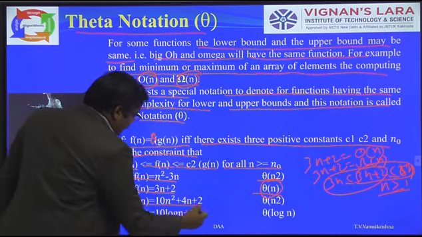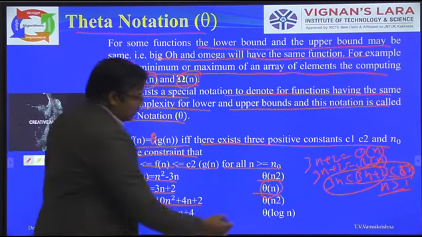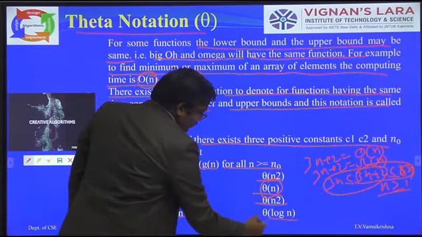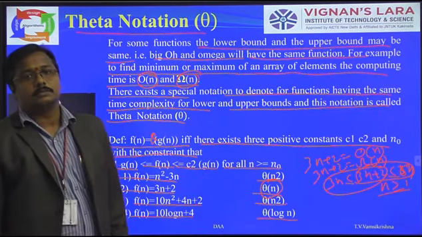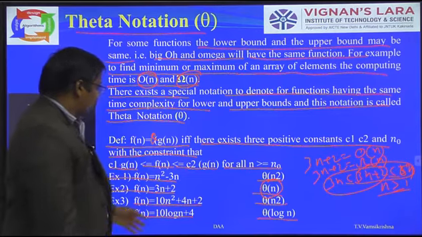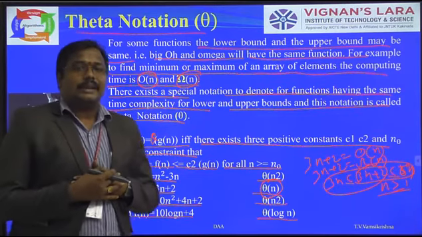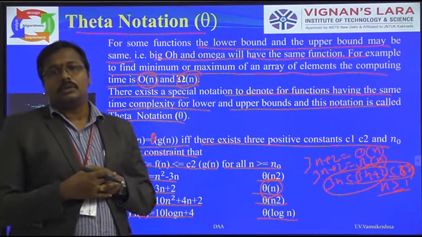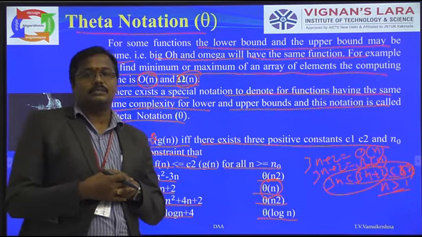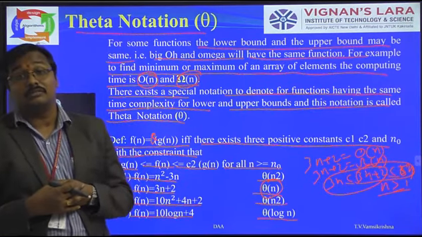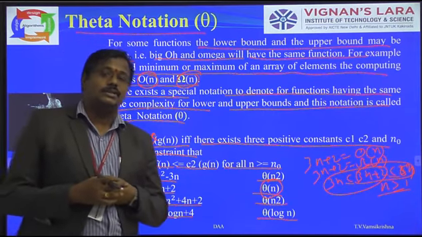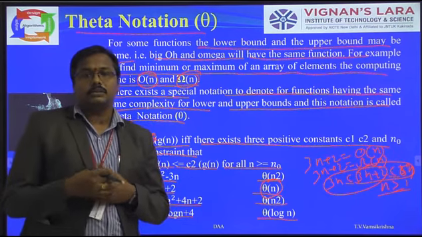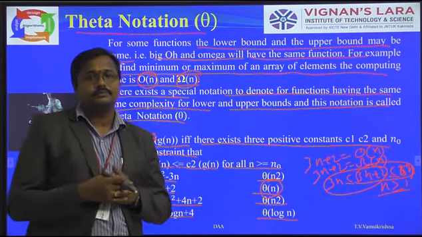Next, f of n is equal to 10n square plus 4n plus 2. That is theta of n square. f of n is equal to 10 into log n plus 4. That is theta of log n. So this is about three kinds of asymptotic notations. One is big O, which represents the upper bound of the algorithm, omega represents the lower bound of the algorithm, and theta represents the average bound of the algorithm. Apart from these, two things are also available, that is little o and little omega. But those are not that important, we are not talking about them at this time.